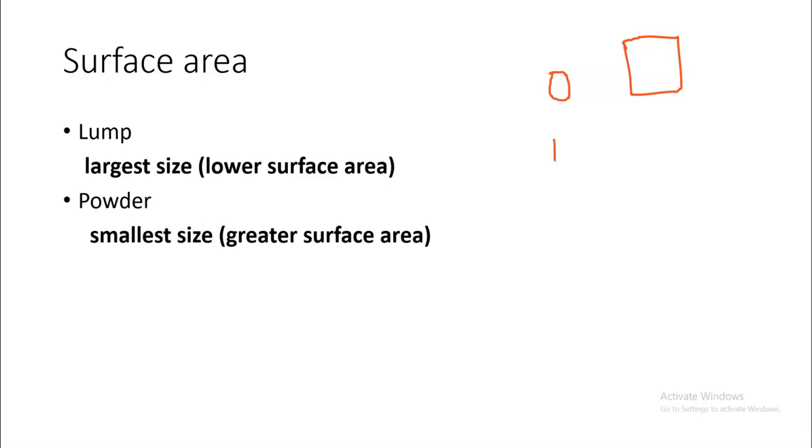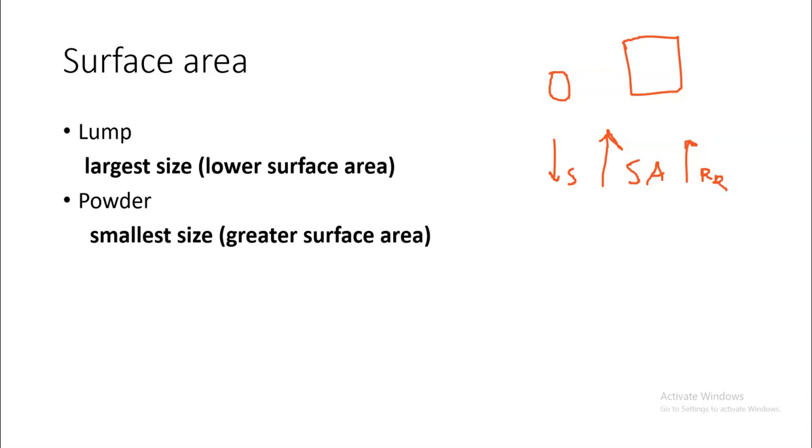So the smaller, I'm gonna put the arrow showing down. This is the smaller the size. I'm gonna put S. Smaller the size, the bigger the surface area, and also the faster the movement, or the faster the reaction rate. So that will be the order. The smaller the size, the bigger the surface area, and also the faster the reaction rate.